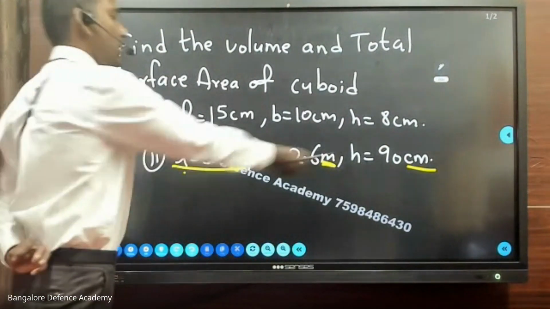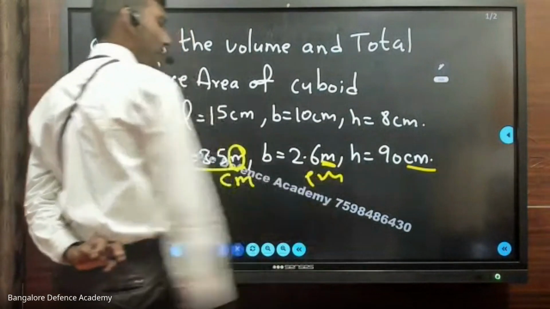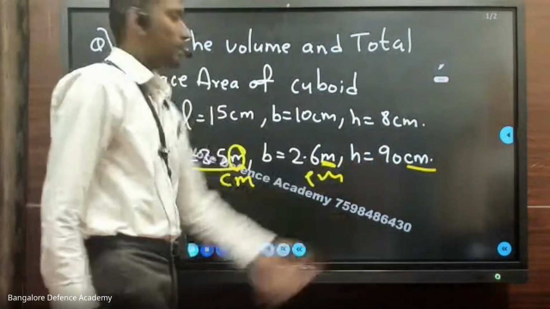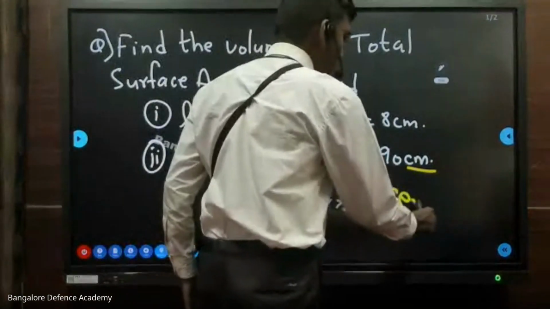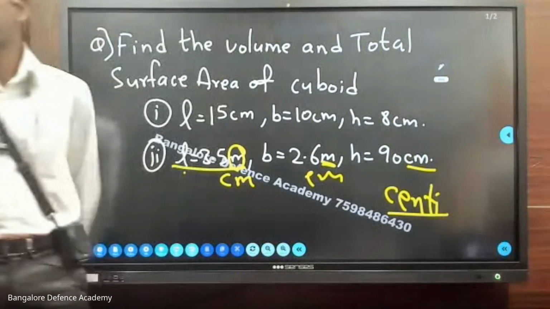You think that okay, let this be in centimeter. I will convert this into centimeter. You can do it. But what is easy here? Only one data given in centimeter. Whenever you see centi, you should keep one thing in mind.